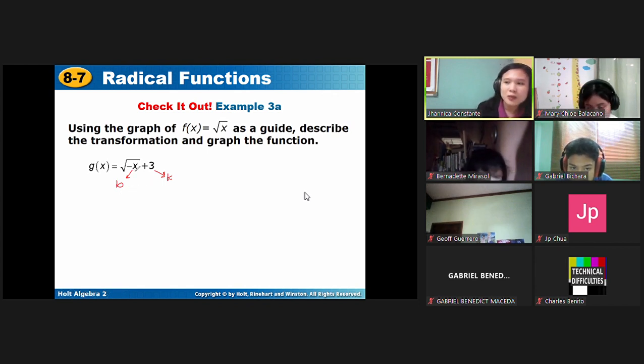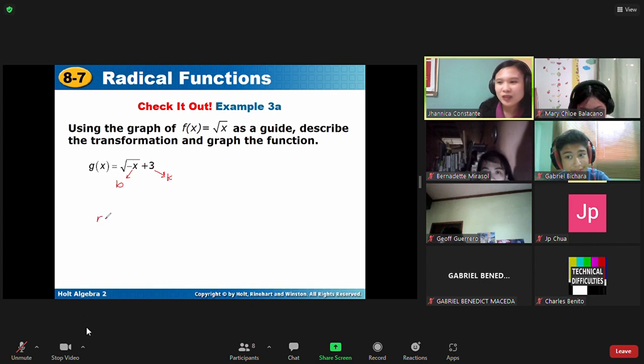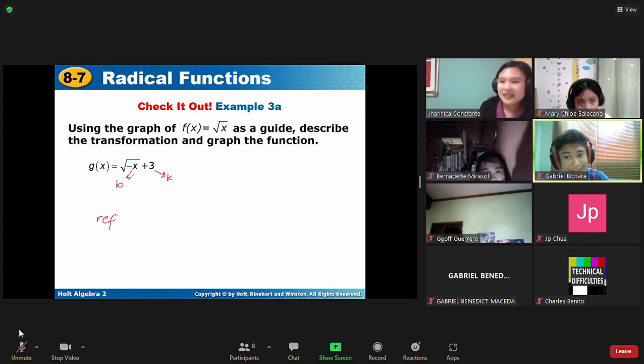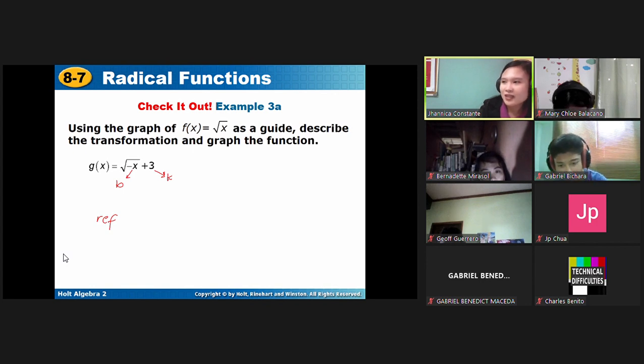So looking at the b, we have negative. Negative b is the one that we have from our radical function. Since we have negative, what is the description if we have a negative b? Compression or reflected? Reflect. Reflect to x-axis or y-axis? That's the y-axis. So it will reflect to our y-axis since we have a negative b.